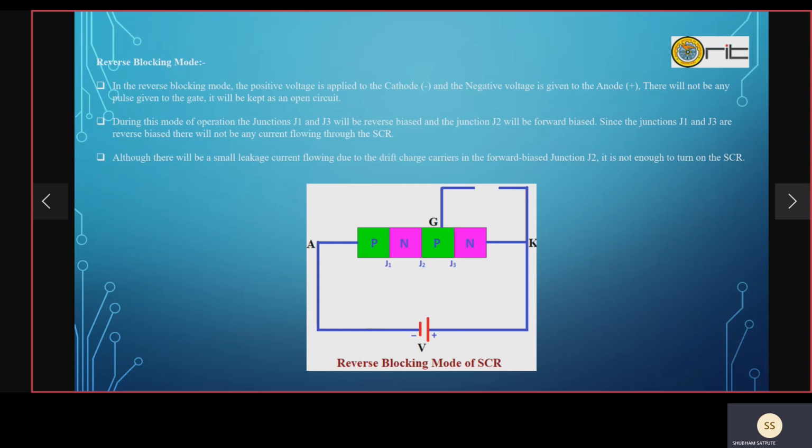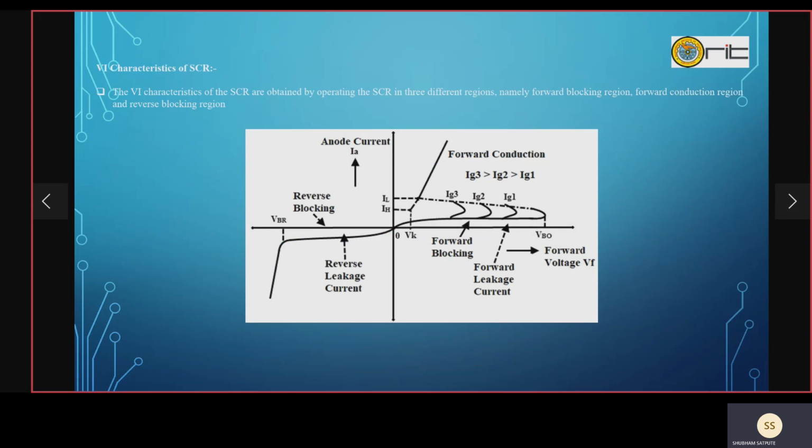The voltage current characteristics of the SCR are obtained by operating the SCR in three different regions, namely the forward blocking region, forward conduction region, and reverse blocking region. Below is the graph of the VI characteristics of the SCR.